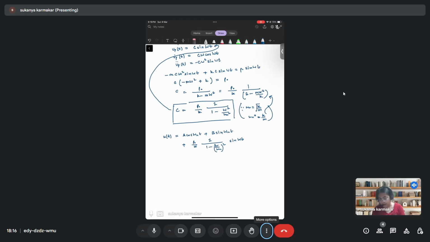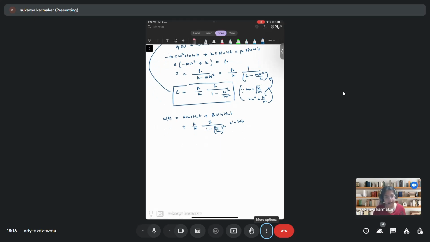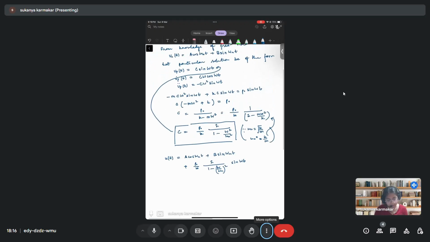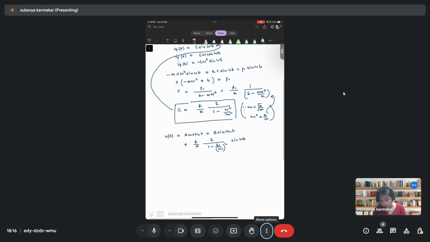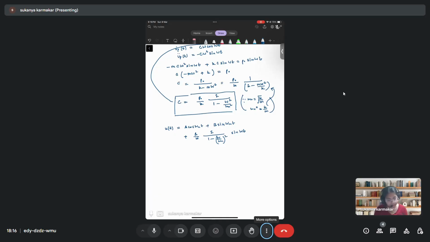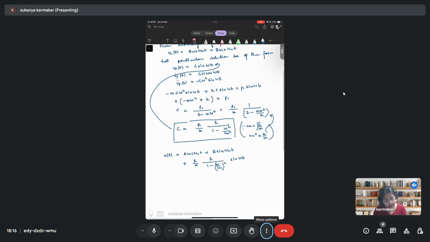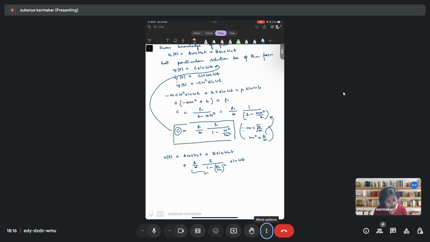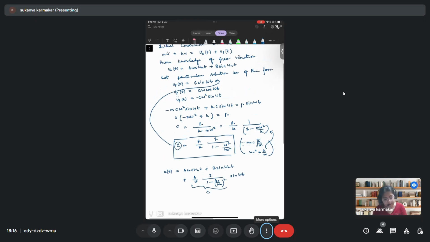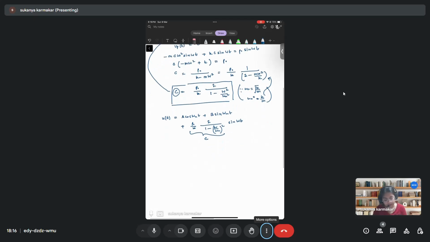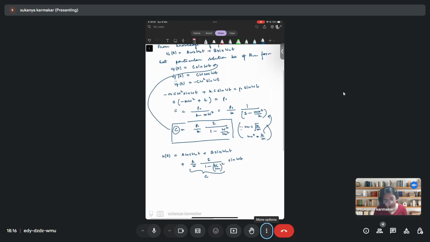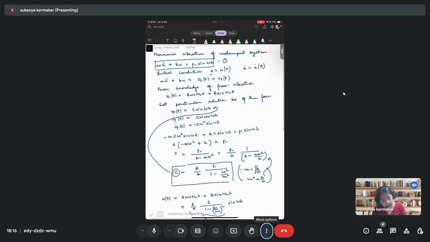Now let's use the initial conditions and calculate the values of a and b. Sine omega t got cancelled, so this is the value of c, and your particular solution is c sine of omega t. Okay, so substitute the value of c, and sine omega t came from there. Yes, okay. Now we have to use this fact.